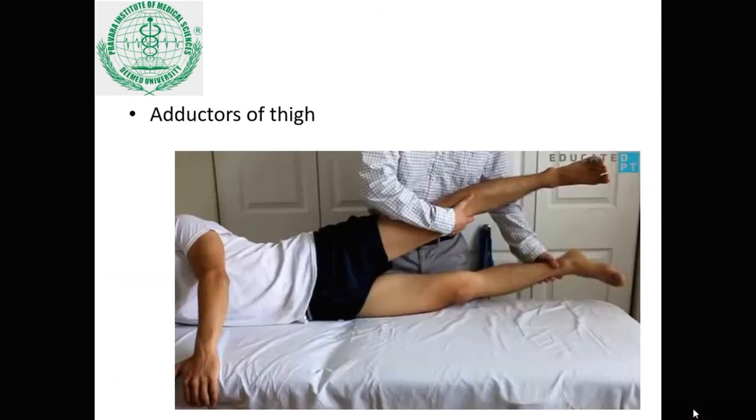Now the adductors of the thigh are the pectineus, adductor magnus, gracilis, adductor brevis, adductor longus, etc. Now you are going to ask the patient to do the adduction against resistance. Or you can also ask the patient to squeeze the thighs together or cross one leg over the other. This also demonstrates the action of these adductor muscles.